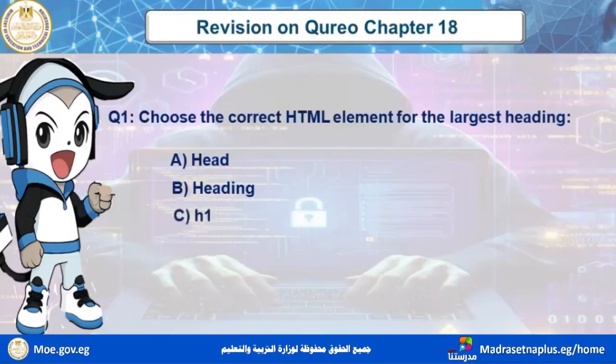H1 and H6. We want to choose the correct HTML element for the largest heading. We have 6 headings starting from H1 and getting smaller and smaller down to H6. So the largest one here is H1. This is the right answer.